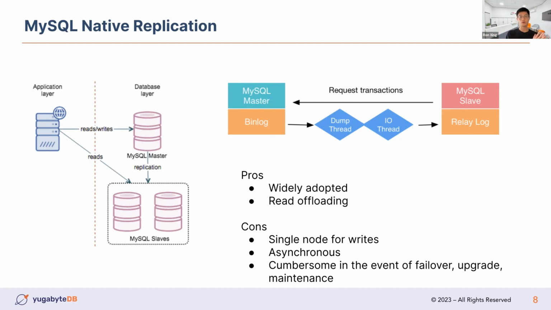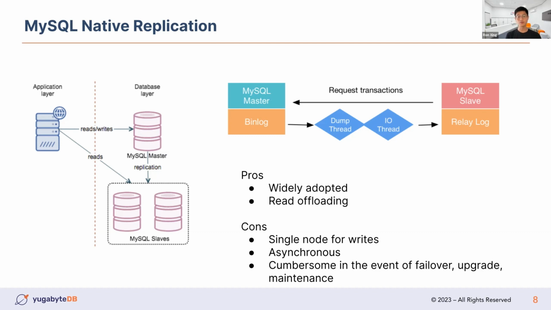The master node will process the transactions, then those transactions will generate binary logs, then the logs will be shipped to the follower side, translated into a relay log, then replayed on the slave side. Okay, so this is an architecture that is widely adopted in the MySQL community, right? And to some extent, it can help you to offload some of your read requests.